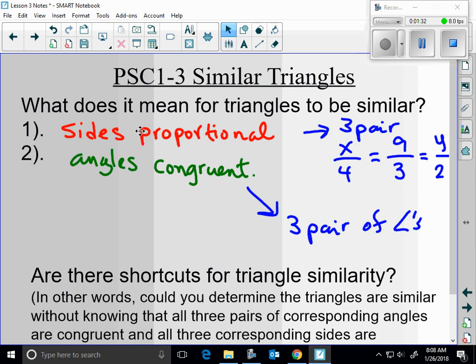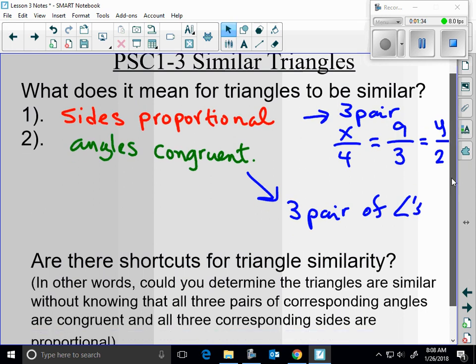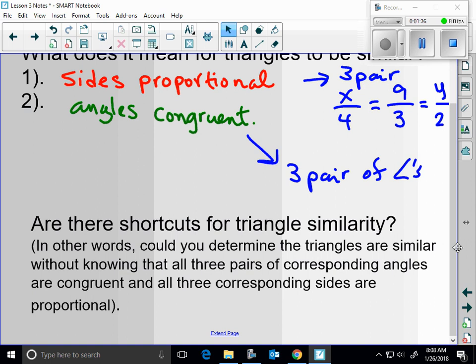So we pose a question here at the bottom of this slide, and it says, are there shortcuts? In other words, could we determine the triangles are similar without knowing that all 3 pair of corresponding angles are congruent and all 3 corresponding sides are proportional? And the answer to that is yes.